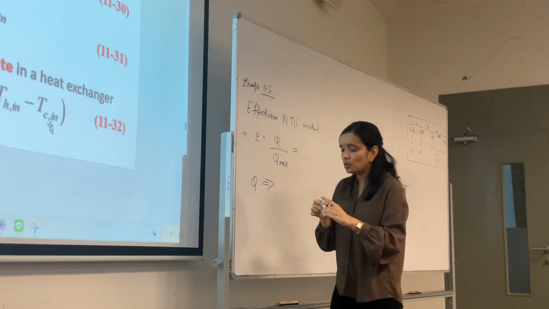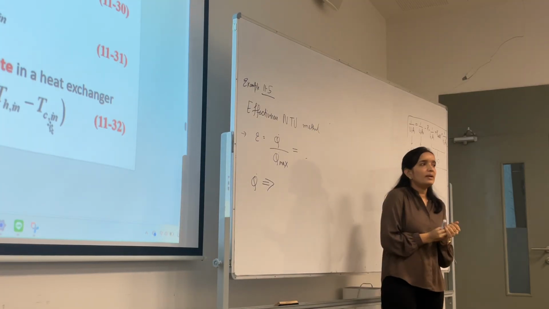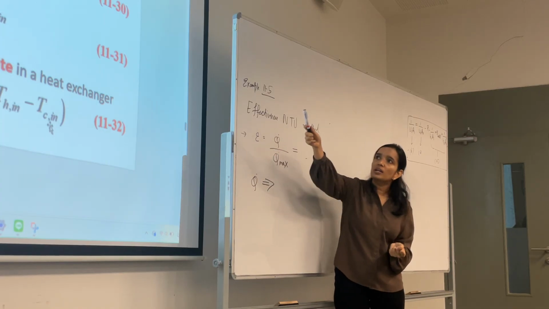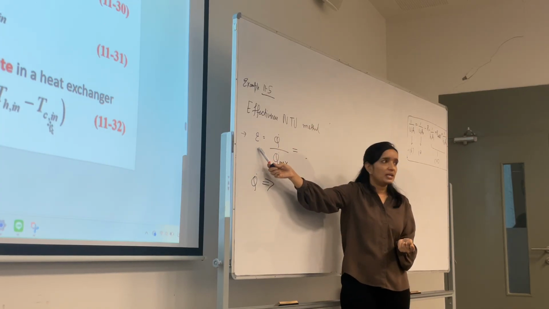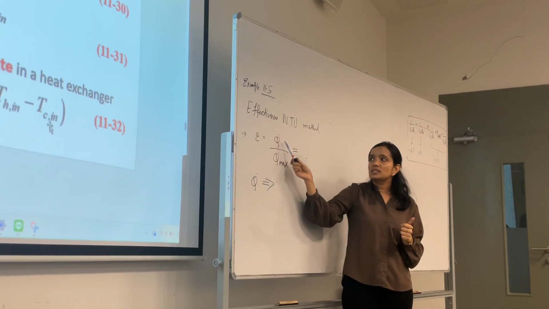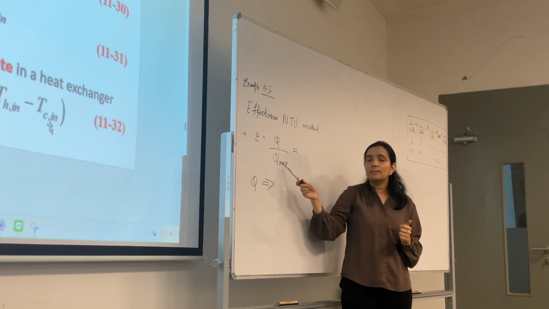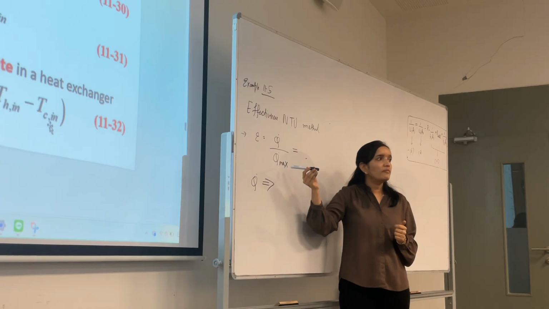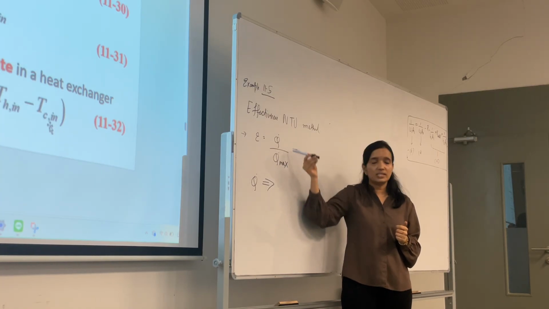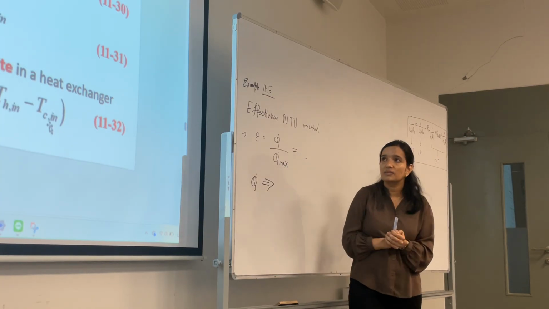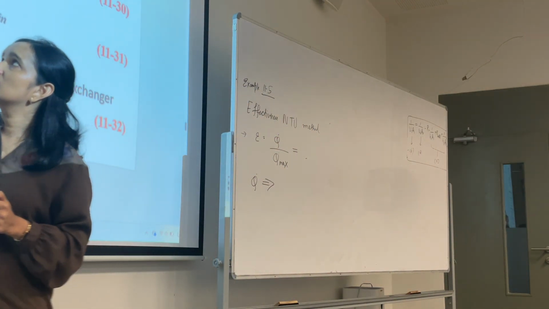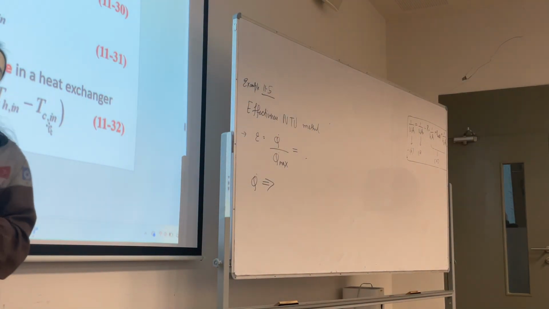Okay, so in effectiveness NTU method you have to calculate this, which is called heat transfer effectiveness epsilon. This is heat transfer rate divided by the maximum heat transfer rate. When you are calculating this, you have to be very careful. These two look same, but of course there is a difference. Qmax in the denominator, this is in the numerator.